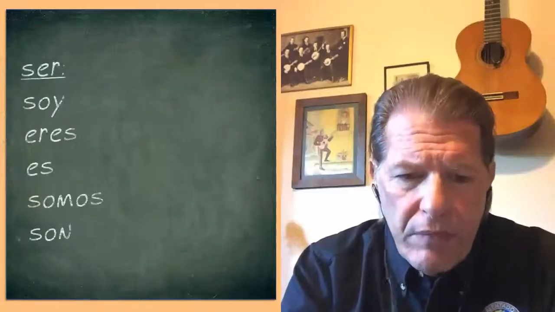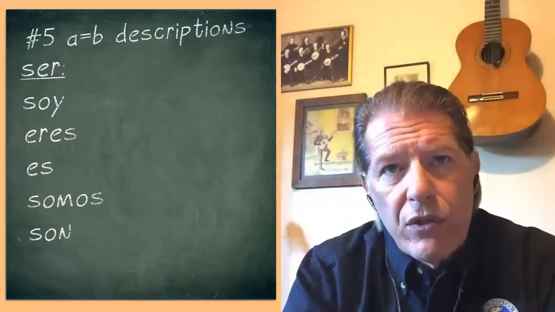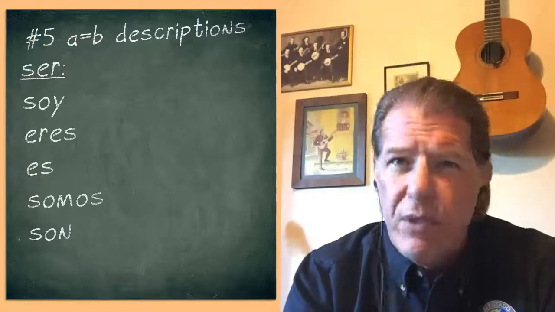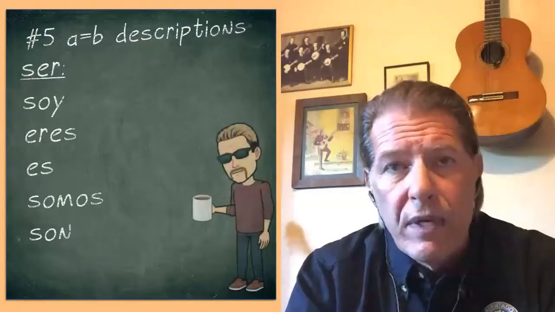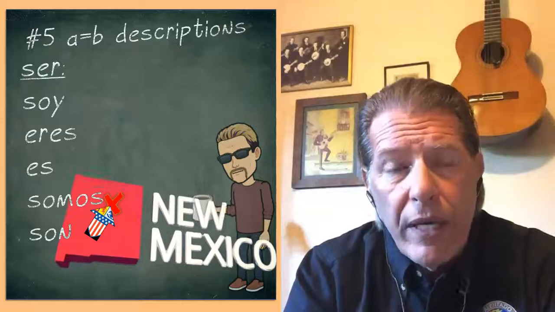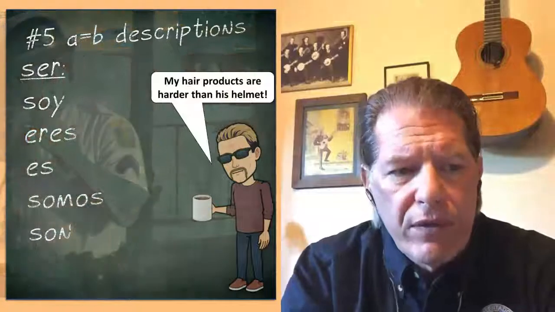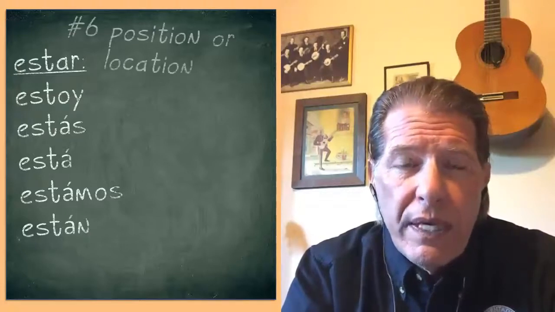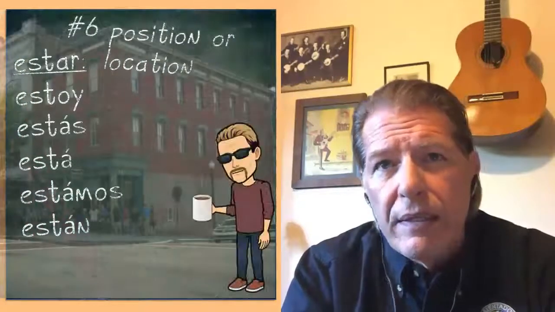Number five, normally you will use ser to link A equals B types of sentences in which A and B are either nouns or pronouns. Sometimes this can lean back toward identity, like we said, él es abogado, soy médico. All right, there's a noun or a pronoun on either side of the sentence. Santa Fe es el capital de Nuevo Mexico. Roberto es el sargento. See, there's a noun or pronoun on either side of this sentence. Number six, estar, as you know, indicates location. El víctima no está aquí. La tienda está en el centro.